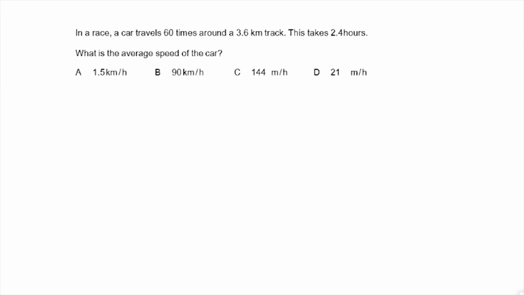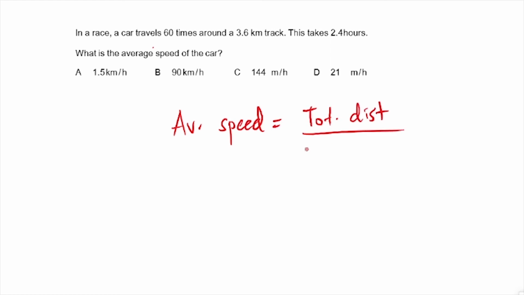In a race, a car travels 60 times around a 3.6-kilometer track. This takes 2.4 hours. What's the average speed of the car? We know that average speed is equal to total distance, divided by total time.